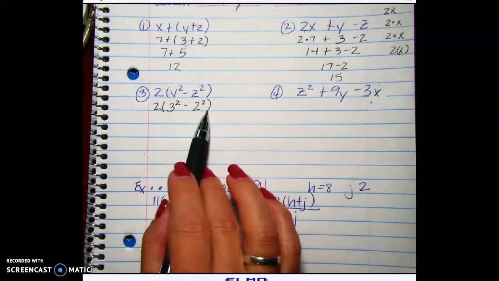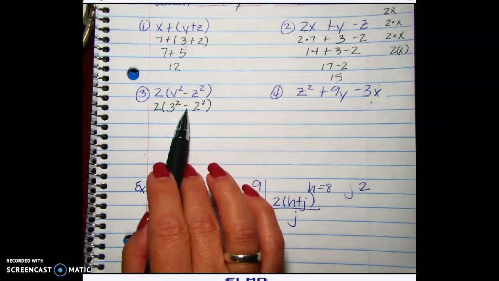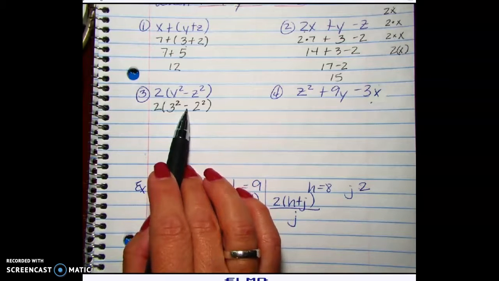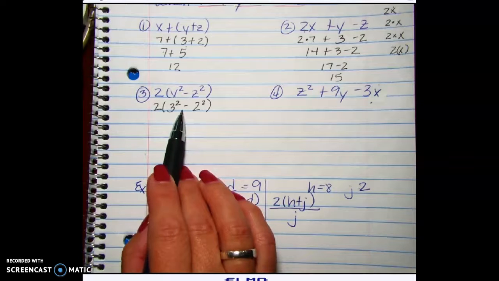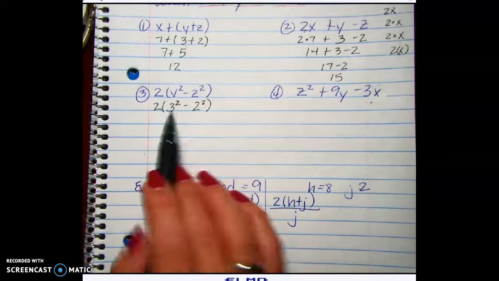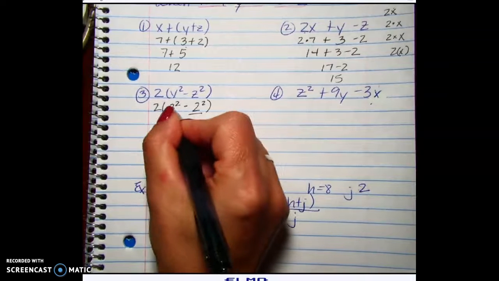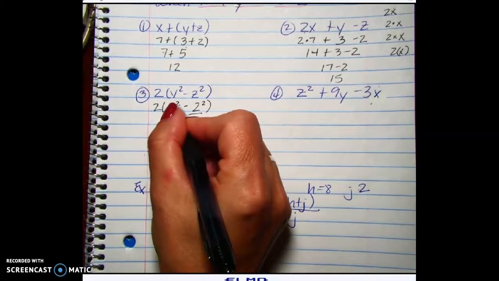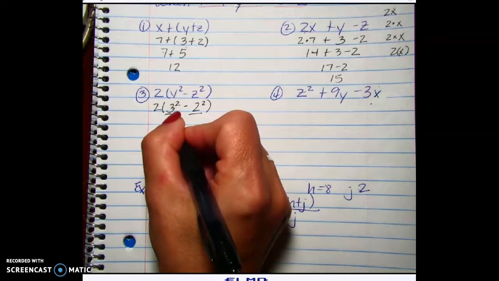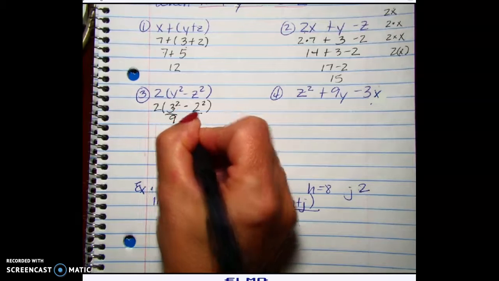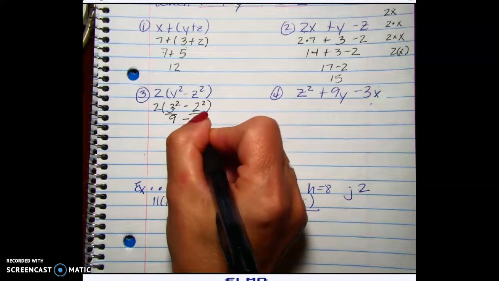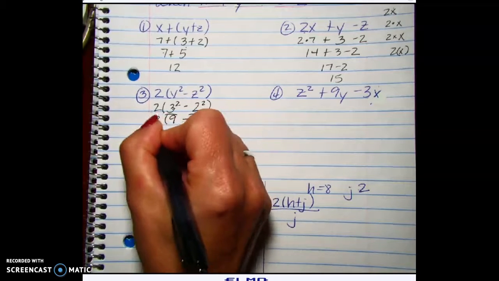PEMDAS, parentheses. Oh, but there's a subtraction sign. So what I do is I start all over within the parentheses. So the first thing I have to do are my exponents. So what is 3 squared? Please don't say 3 times 2 because that's not it. It's 3 times 3. 9 minus 2 times 2. And then I keep everything else.